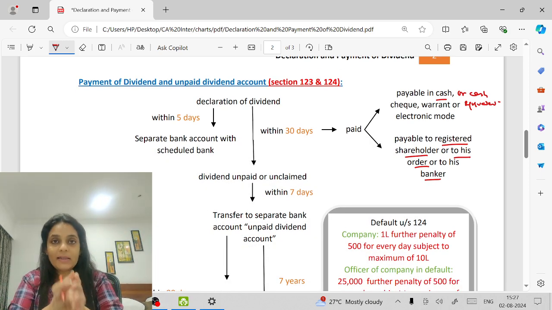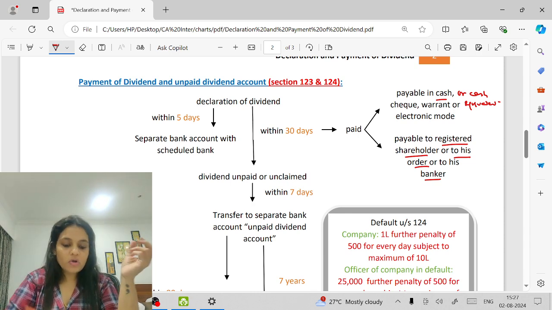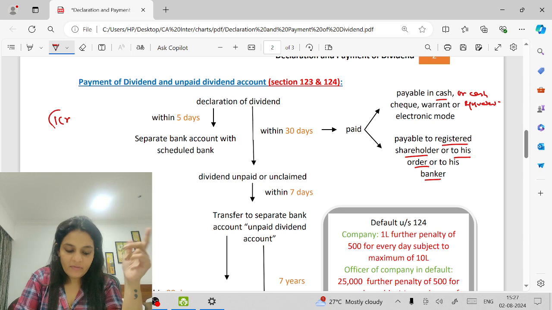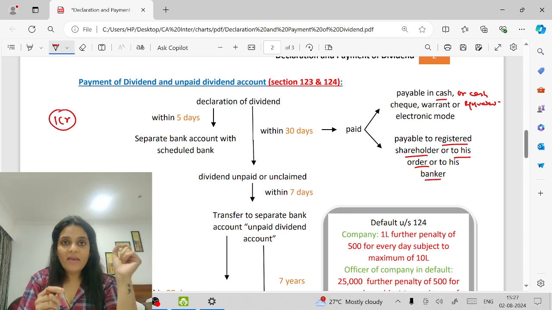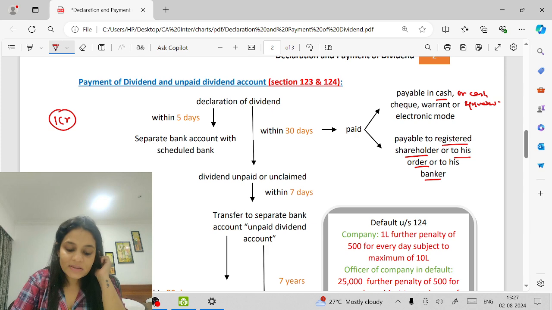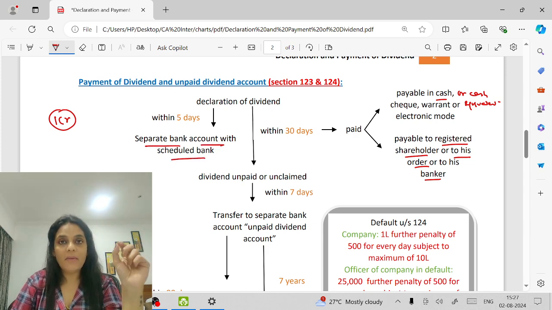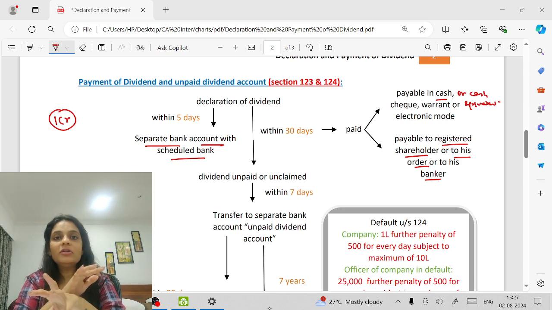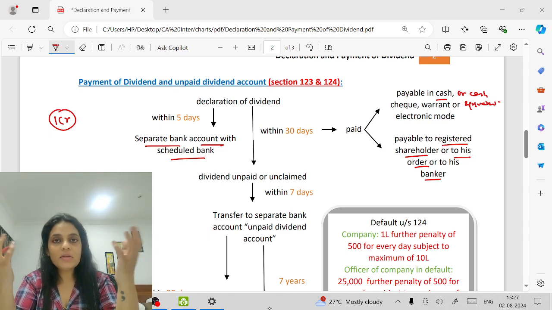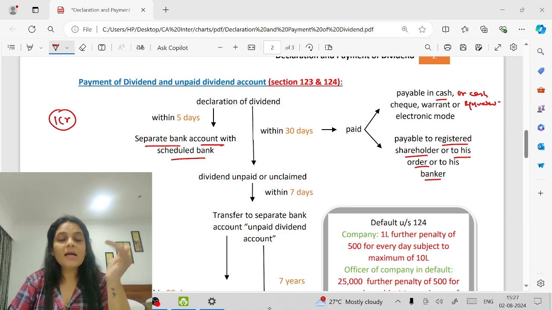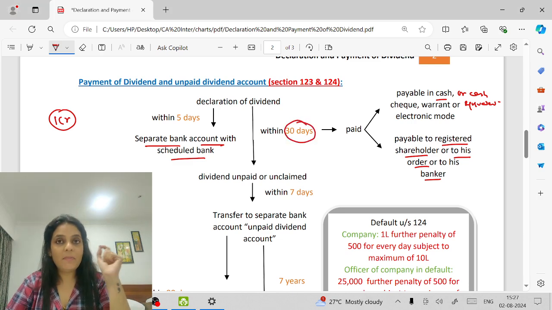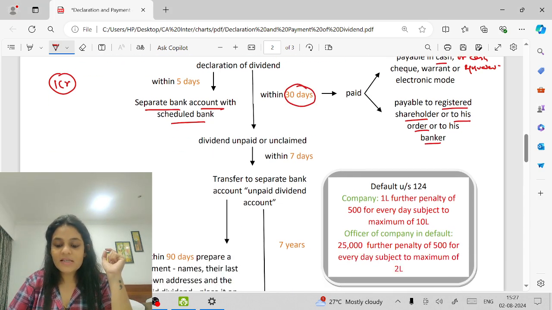Now, once the company declares dividend, within 5 days, let's say my total amount of dividend is 1 crore, this 1 crore shall be deposited in a separate bank account with a scheduled bank. Once I've declared dividend, note this money does not belong to the company. The company has to give this money to the shareholders, and if the shareholders have not claimed the money, it will be given to the government fund. So within 5 days, the company will transfer this money in a separate bank account, and within 30 days, this money should be paid.